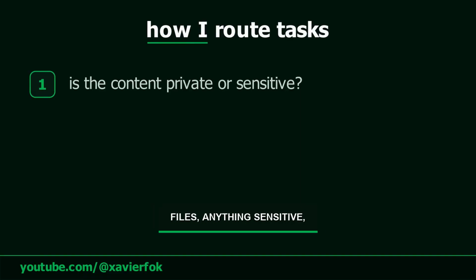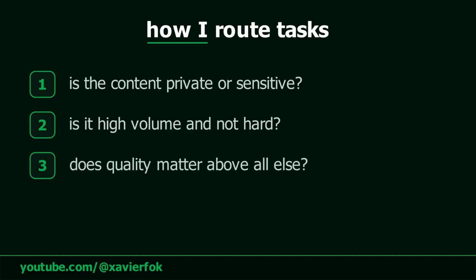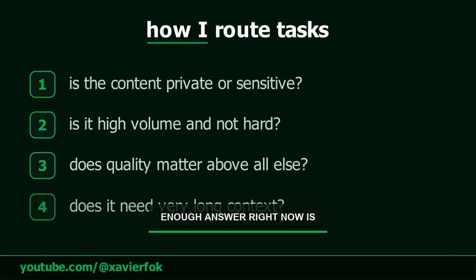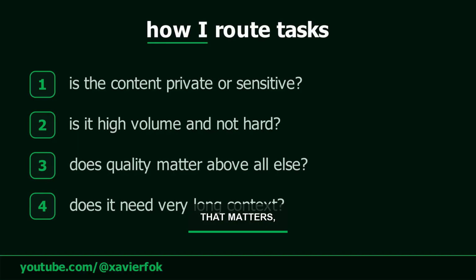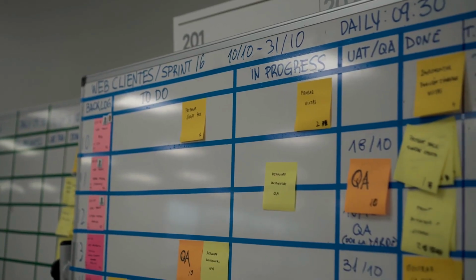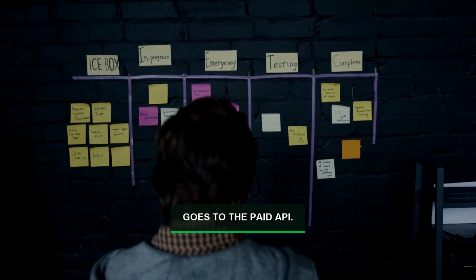Private files, anything sensitive, that goes local always. High volume, repetitive work that is not difficult, that goes local because the cost math is obvious. Quick lookups, drafts of things I will rewrite anyway. Any task where a good enough answer right now is better than a great answer later, those go local. But when I need the best possible output for something that matters, hard reasoning, a task where a mistake is expensive, or a question that needs genuinely current knowledge, that goes to the paid API.